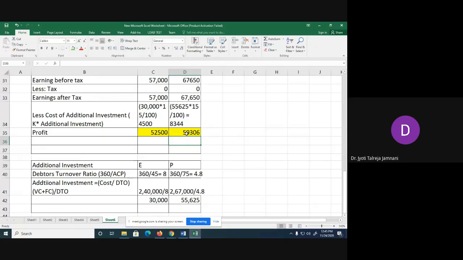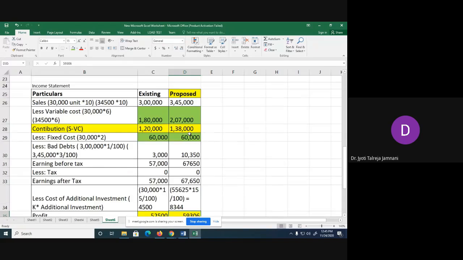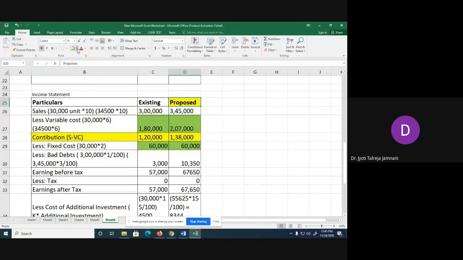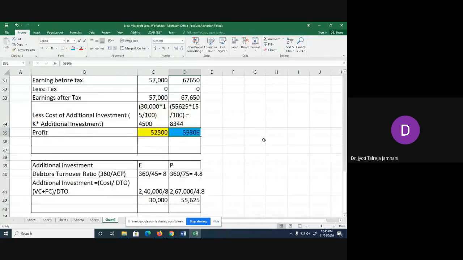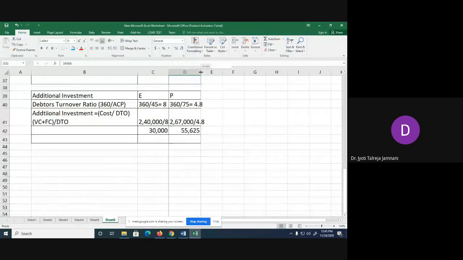Now, out of the two, which is the highest, 52,500 or 59,306? Yes, ma'am, 59,306. So we are going to use the proposed plan, and we are going to say that the proposed plan should be selected because it has the highest value. Okay, any doubts with this problem till here? I hope everything was clear.